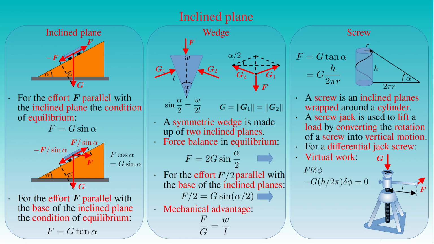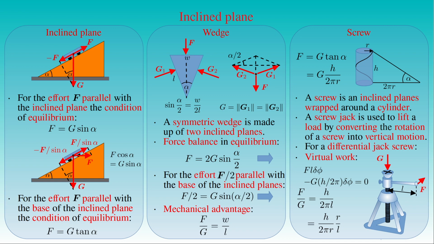If we factor out delta phi on the left-hand side of the equation, we obtain the equation for the condition of equilibrium, stating that the mechanical advantage of a screw jack is equal to the ratio of its thread pitch h to 2 pi times the length L of the jack arm. This expression can also be written as the thread pitch h over 2 pi times the radius r, times the ratio of the radius r to the length L of the jack arm.